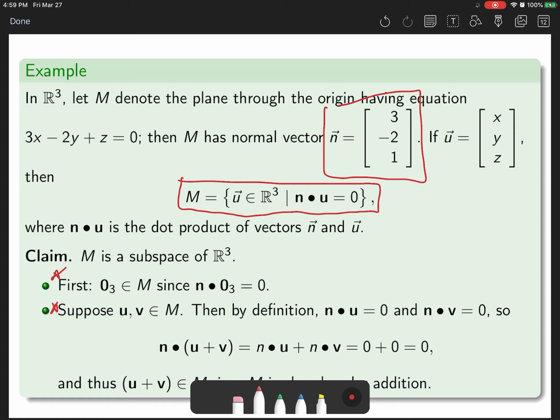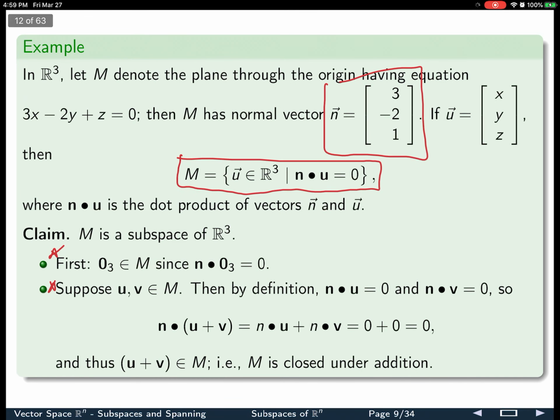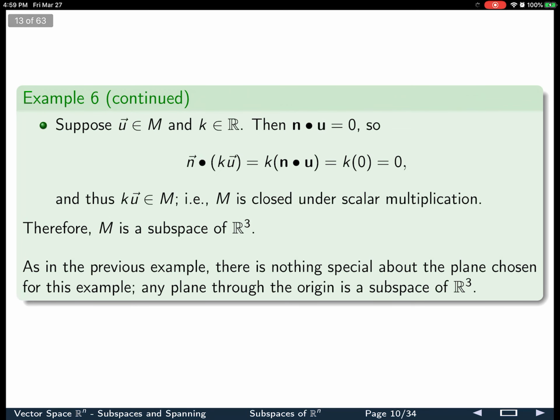Yes, the zero vector is in that plane. Yes, vector addition is preserved among vectors in that plane. And yes, scalar multiplication is preserved among vectors in that plane. So basically what those are saying is, if you start off with vectors in a plane and you add them together, you're not going to suddenly hop out of that plane to somewhere else in R3.